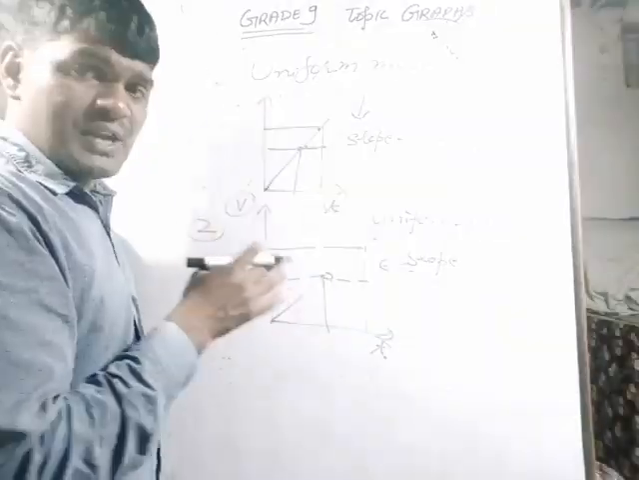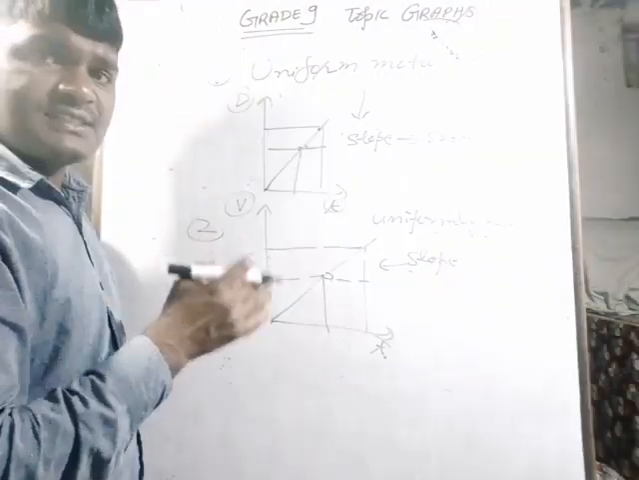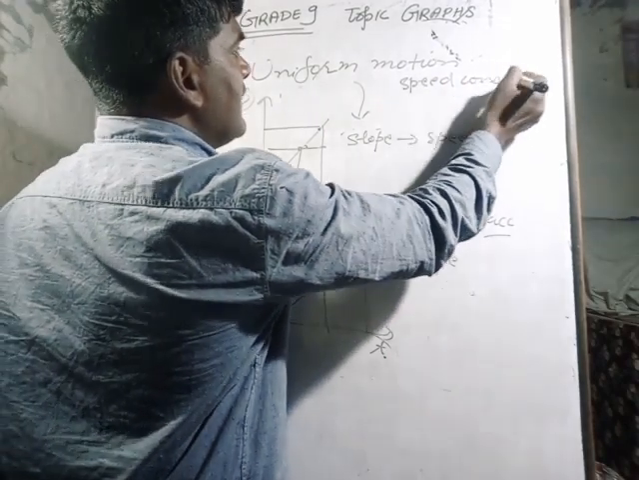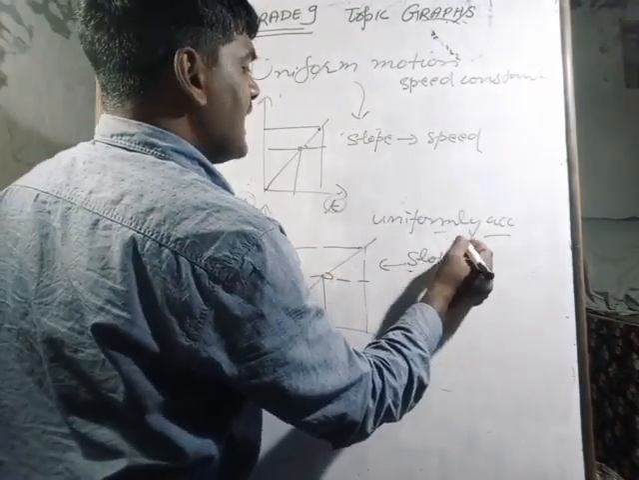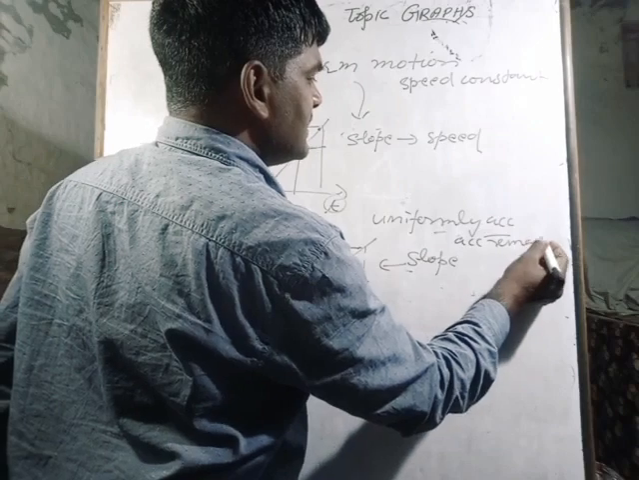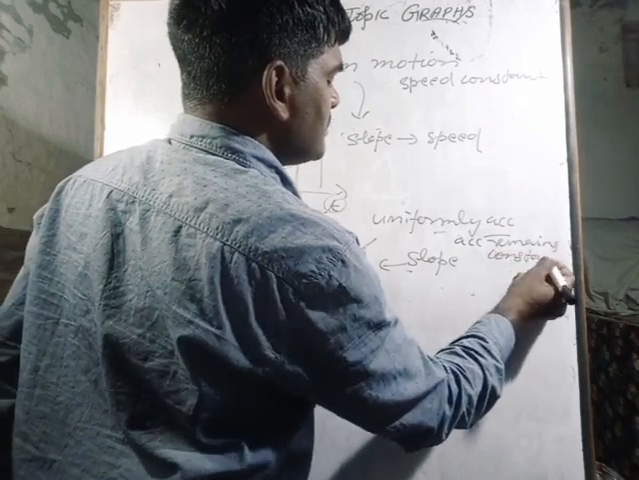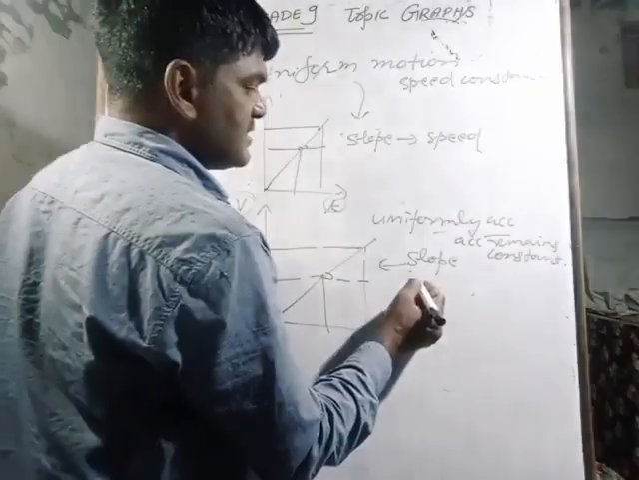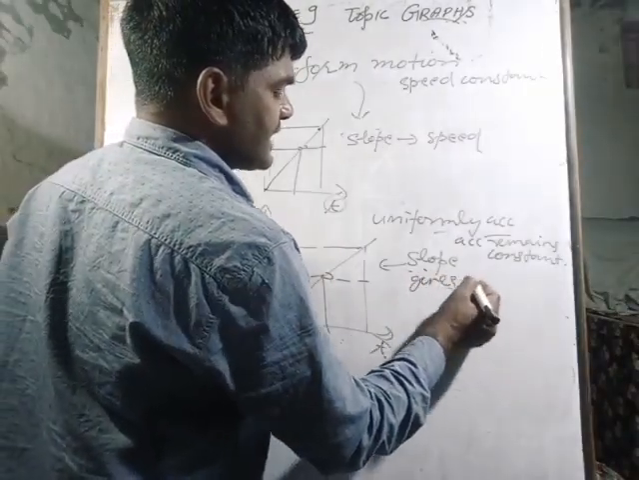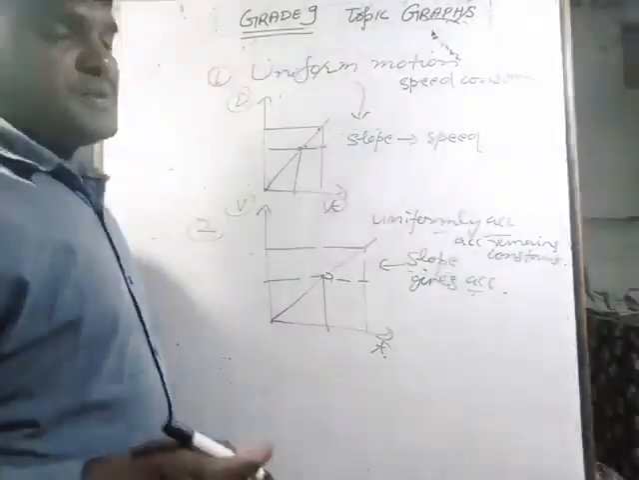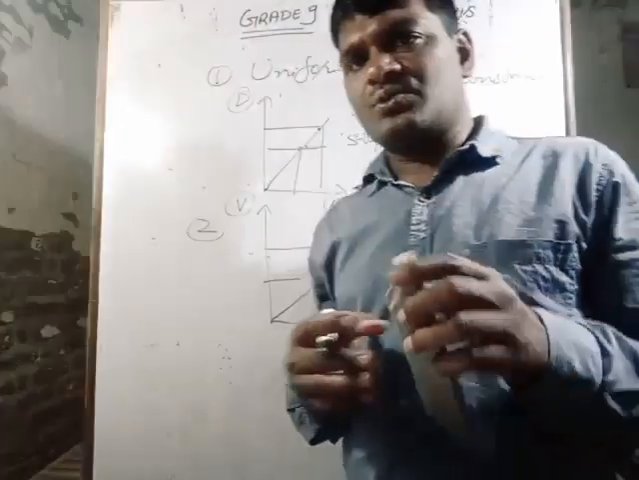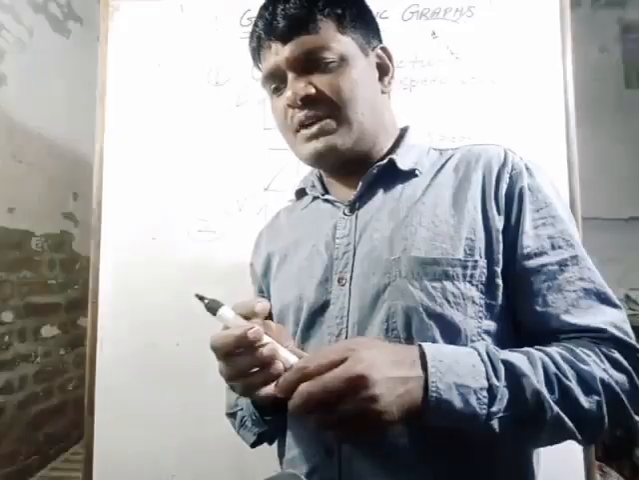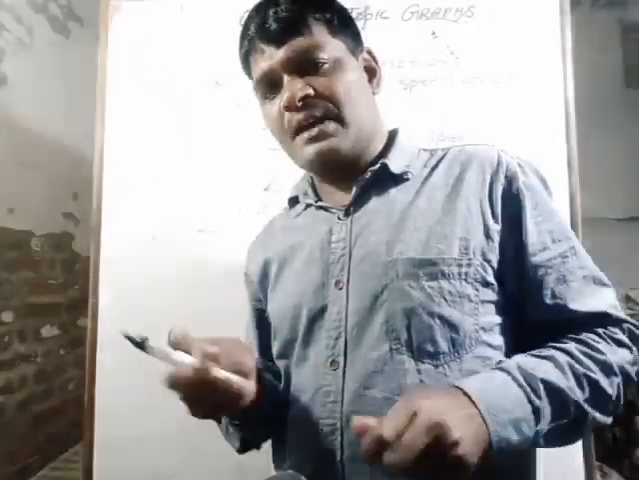So these are two different motions, uniform motion and uniformly accelerated motion. In one, speed remains constant, in the other, acceleration remains constant. Dear students, you need to learn these definitions. So this is the importance: slope gives acceleration. This is the difference between different types of graphs. Today we have discussed the different types of graphs, and I hope you will be able to understand them.